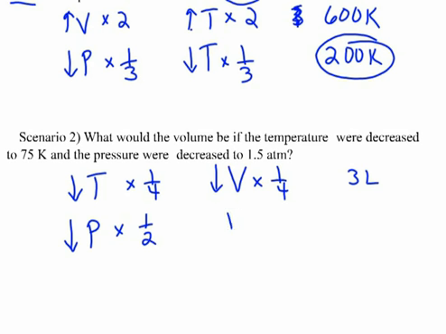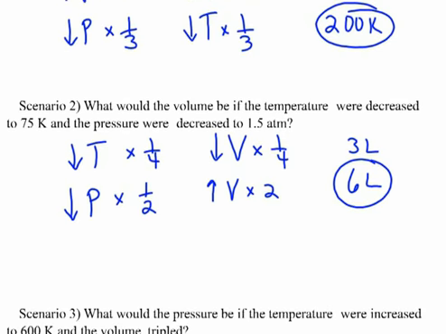So that means what's going to happen to the volume? Well, pressure goes down, volume goes up by a factor of 2. Right? So we will then take this volume of 3 liters and double it to give us a final volume of 6 liters. Okay, so go ahead and try that third scenario, which says that what would the pressure be if the temperature were increased to 600 Kelvin and the volume was tripled? Okay, try that one on your own. Bring your answer to class.